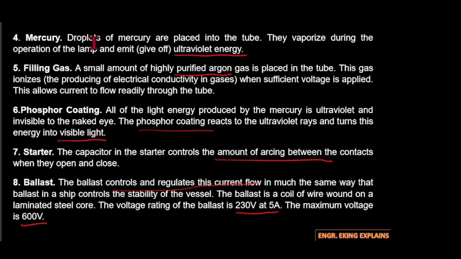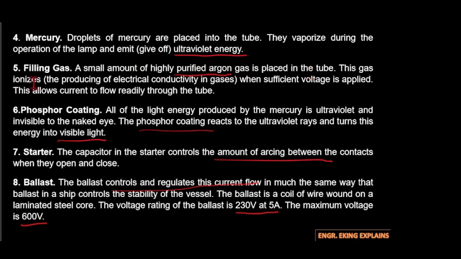Okay, mercury. Droplets of mercury are placed into the tube. They vaporize during the operation of the lamp and emit or give off ultraviolet energy. Tulad ng sinabi ko kanina, yung nilalabas ng ating mercury is ultraviolet light, which is also harmful to our skin. It can cause cancer. We have filling gas, a small amount of highly purified argon gas.